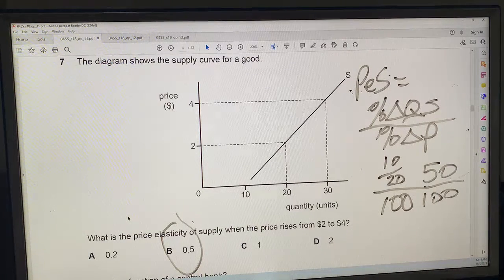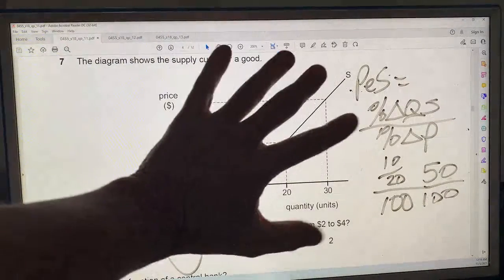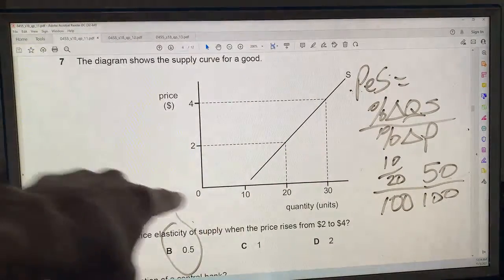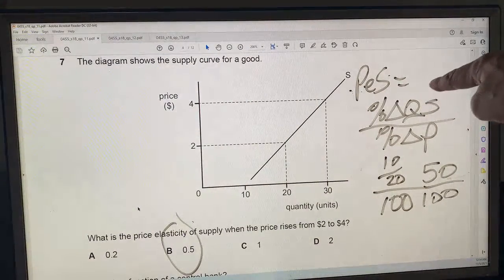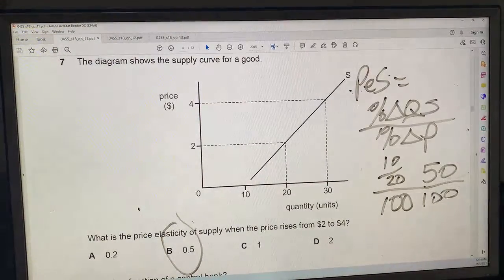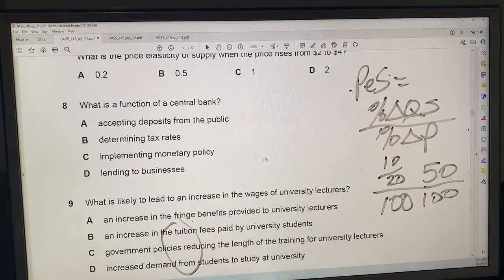Those are pretty easy, right? Elasticity is an inverted slope or gradient. The quantity is on top and the price, the Y, is on the bottom. Wow, I need to clean my board again.